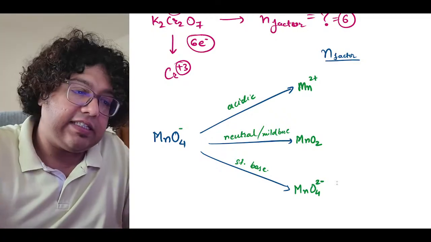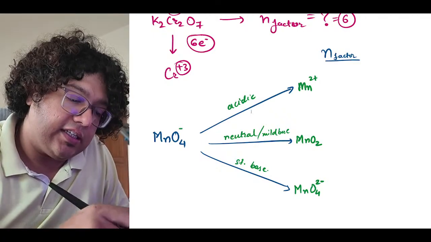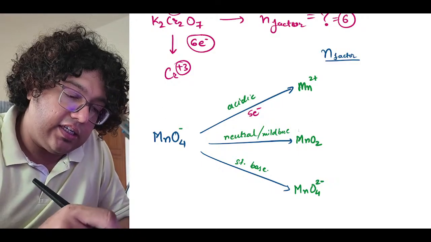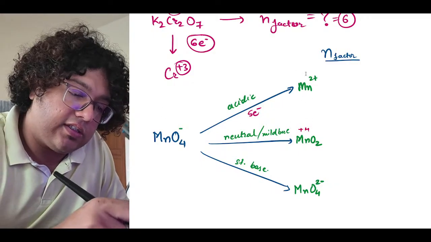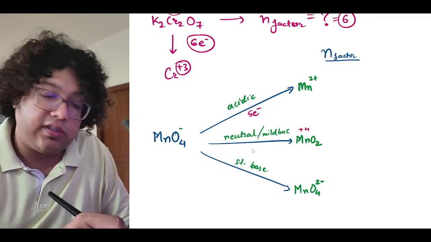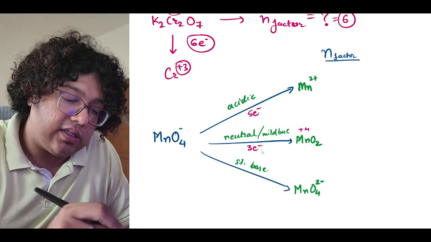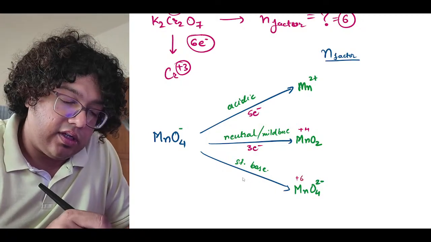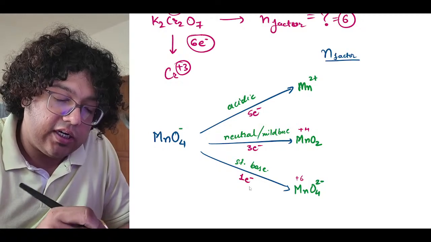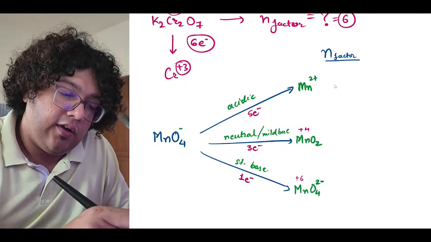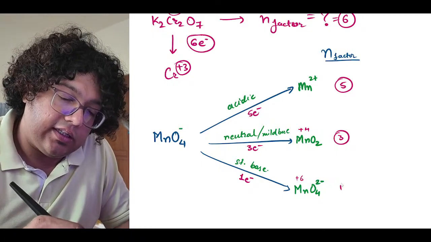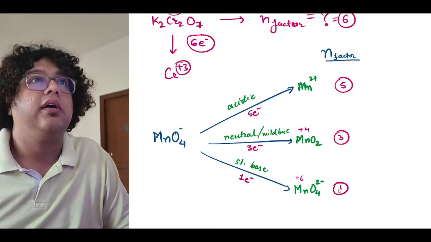Amazing answers. So in the first case, the number of electrons getting exchanged is 5 electrons. In the second case, you can see it is going into plus 4 oxidation state, so the number of electrons exchanged is 3 electrons. In the third case, it is going into plus 6 oxidation state, so the number of electrons exchanged is 1 electron. So the n factor for the first case is 5, the second case is 3, and the third case is 1.